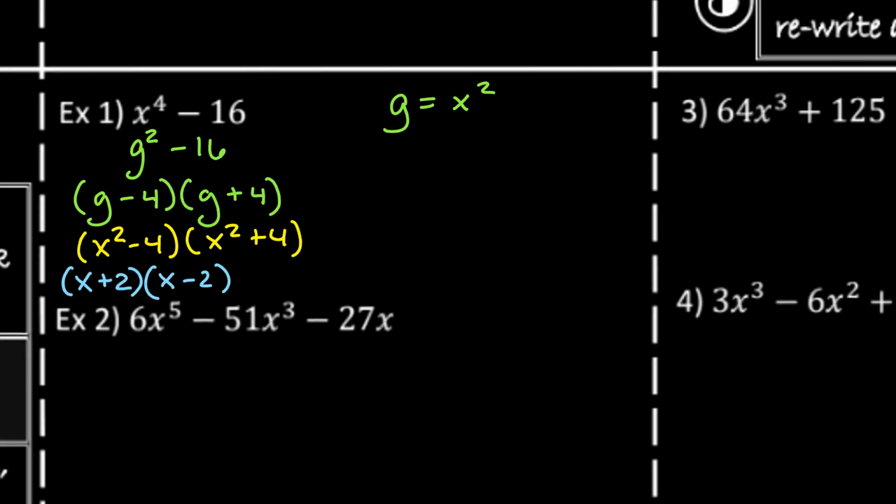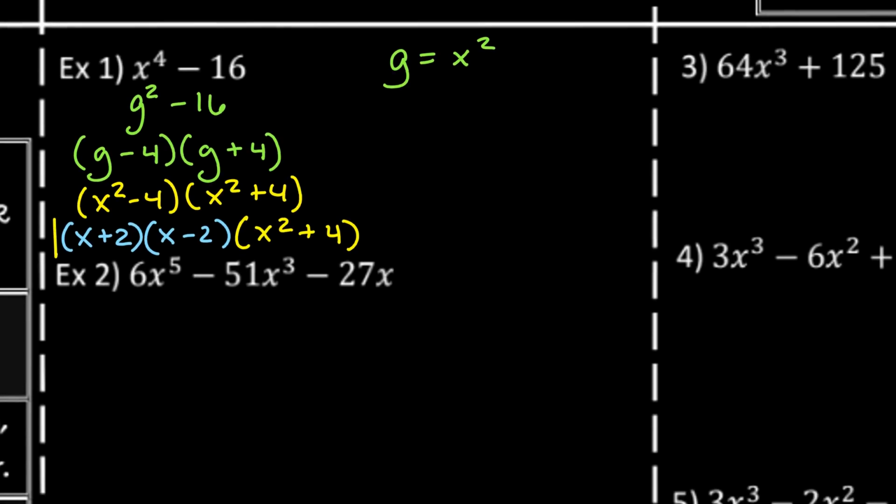Can x squared plus 4 be reduced? No. It's an addition of squares, so it can't be split. This is as reduced as we get. This is our answer right here. And that's it.